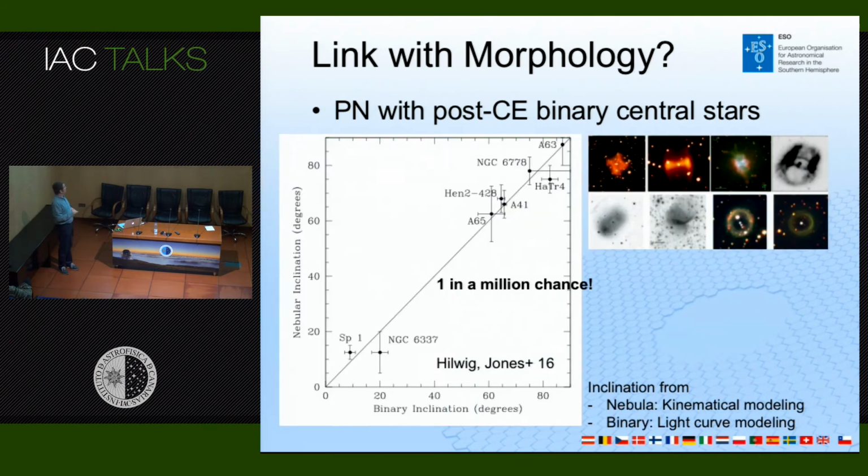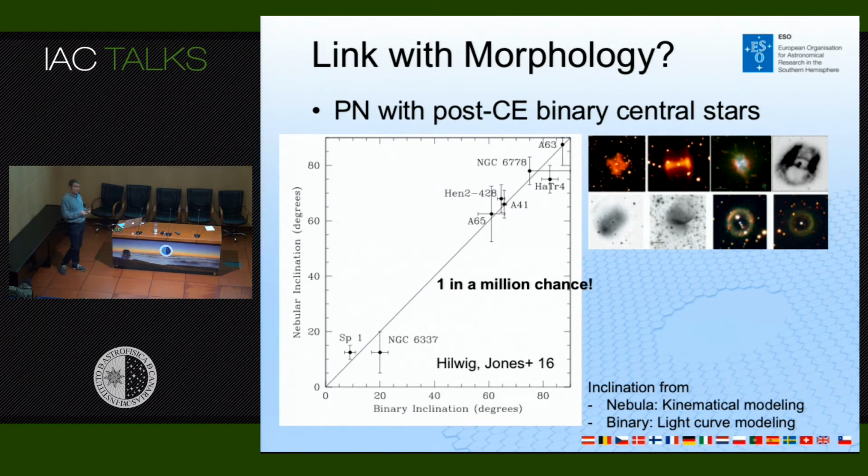And what they saw is that indeed there is a very strong correlation between the binary inclination and the nebula inclination. If you assume this was random, you have only a 1 in a million chance to have this kind of very good alignment. So there is a very strong link between binarity and the orientation of the nebula, which seems to be, again, a very strong indication that the planetary nebula we see is indeed the nebula which has been ejected by the common envelope phase. Are there some other links we can think about?